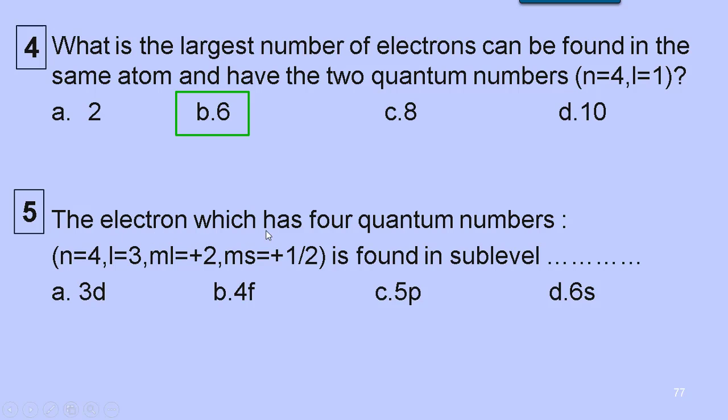The electron which has 4 quantum numbers n equal 4, L equal 3, Ml equal positive 2 and Ms positive half is found in sublevel dots. Of course, n equal 4, we are in the 4th energy level. L equal 3, so we have to search in the choices for F sublevel.